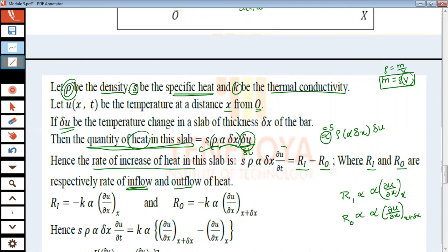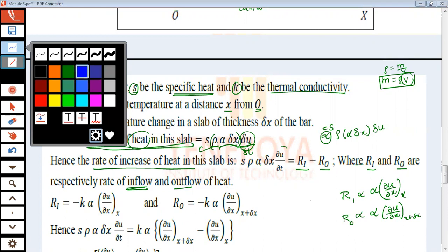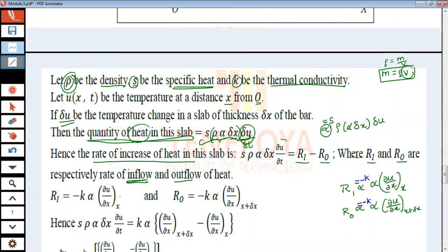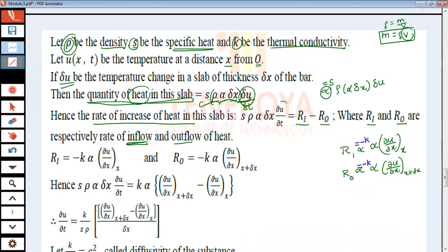And the proportionality constant is K with a negative sign, since heat always flows from higher temperature to lower temperature. That's why the negative sign is used. The proportionality constant is taken as K, right? That is the thermal conductivity of the material.